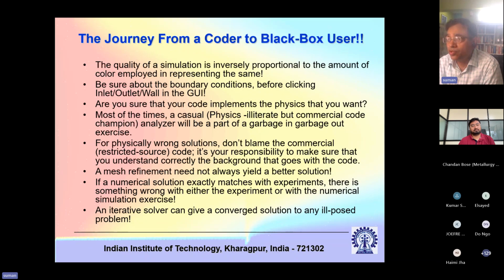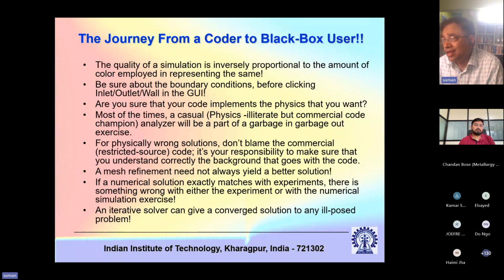In an open source, or you can say commercial, package, be sure about the boundary conditions before button clicking inlet, outlet, wall in the GUI. Very important, because I have seen people giving outflow boundary condition without understanding what is outflow. Is it fully developed flow? What is it doing? In that way, sometimes wrong boundary conditions are given. So are we sure that our code is implementing the physics that we are looking for? Most of the time, a casual analyzer will be part of a garbage in, garbage out exercise.